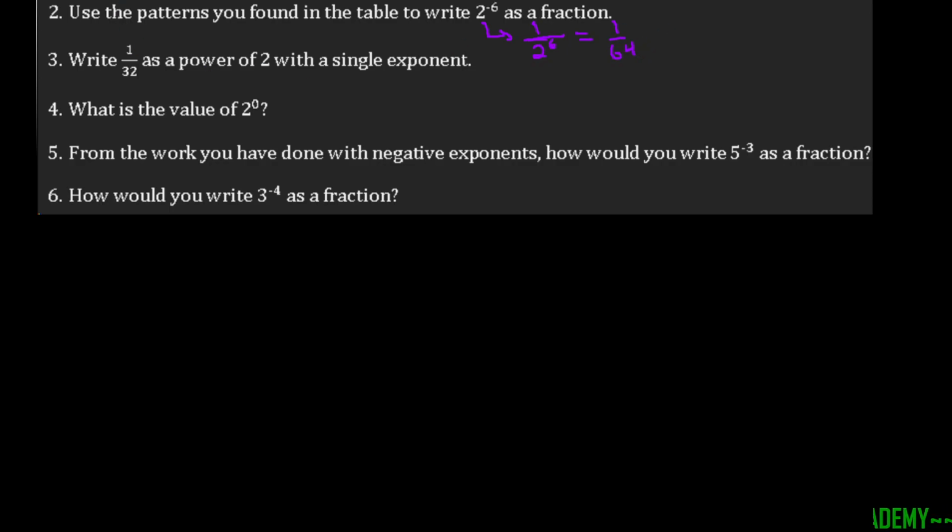Then for the next one, it says write 1/32 as a power of 2 with a single exponent. So I can say 1/32 is going to be the same as, 32 is the same as 2 to the 5th power, so I have in the denominator 2 to the 5th power, which if I wanted to write that as a single exponent, I would just say 2 to the power negative 5.